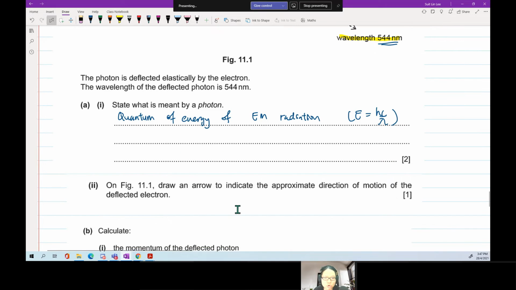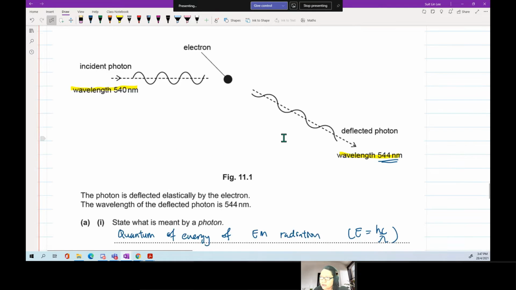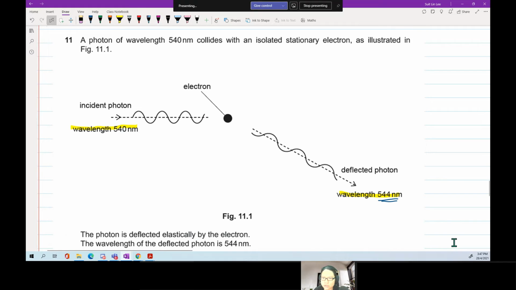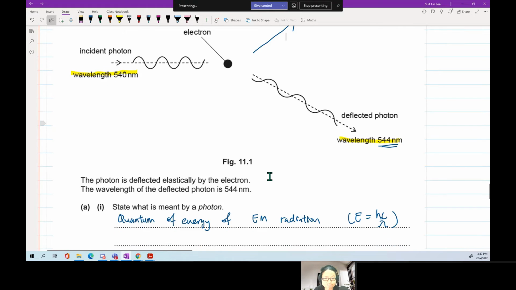Draw an arrow to show where the electron will go. This one got shot downwards. You hit the electron downwards, the electron will go upwards, right? Okay, so somewhere like that. Don't know where, doesn't matter. It looks a lot like the oblique collision in AS.